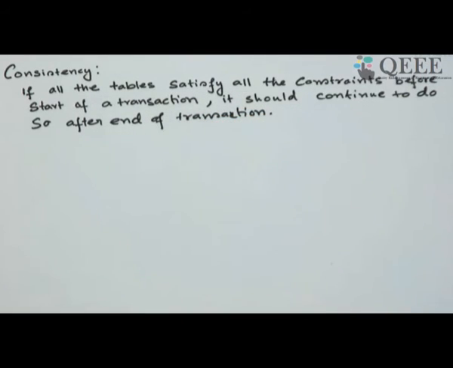Before the transaction starts, if all the constraints are satisfied, we say the database is in a consistent state. After the transaction also, that should not be disturbed. For example, I have a rule that my balance is this much, and it does not change unless you do.